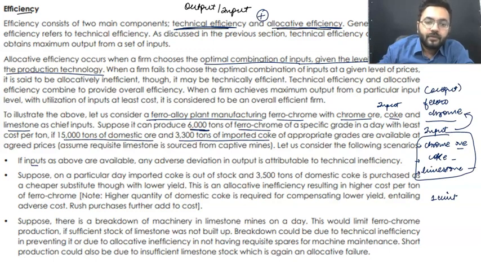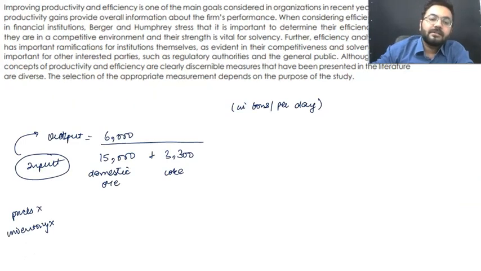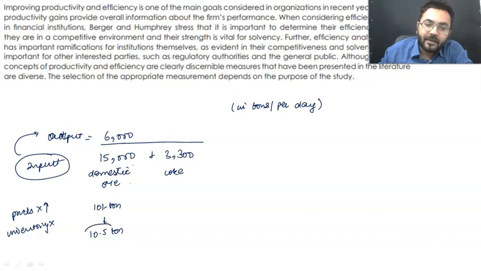Moving ahead, if the inputs are available, any adverse deviation is going to cause technical inefficiency, because as I told you, we need 15,000 domestic ore. If the price of domestic ore increases, it is going to adversely impact my output. Let us say I was able to get this domestic ore at 10 rupees per ton, and now I'm getting it at 10.5 per ton, my cost price is going to increase.